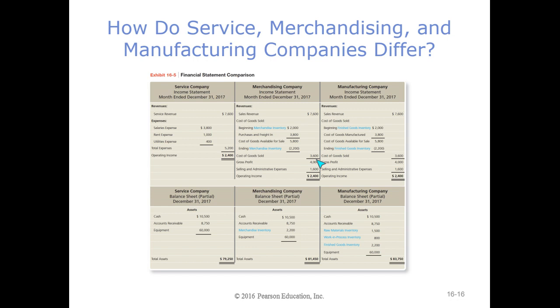And then we're going to take the $7,600 minus the $3,600 to give us our gross profit, which is $4,000. We bring in our selling and administrative expenses of $1,600, and that's going to leave us with our operating income of $2,400.